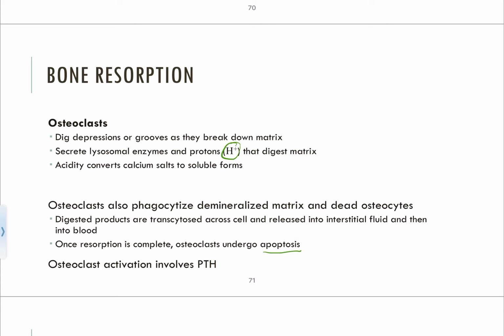So again, just as a recap, osteoclasts are responsible for breaking down the bone. How do they do that? The enzymes that they secrete are acidic because they contain high amounts of hydrogen ions, and then they can go in and break it down inside, translocate it across the cell, and release it into interstitial fluid, which is eventually going to empty into our blood. They die after they're done. What's going to stimulate our osteoclasts to go in and break down bone is a hormone called PTH, or the parathyroid hormone.